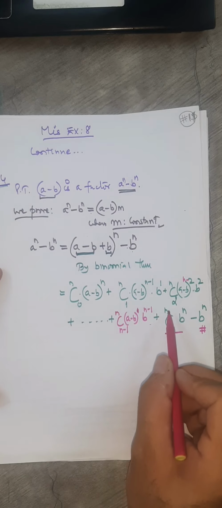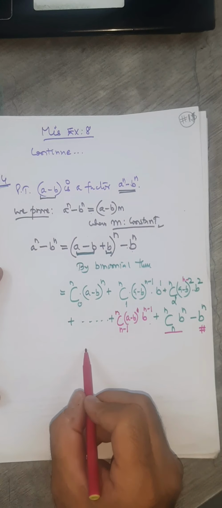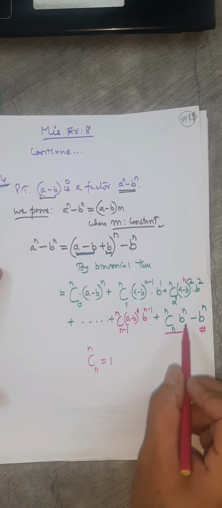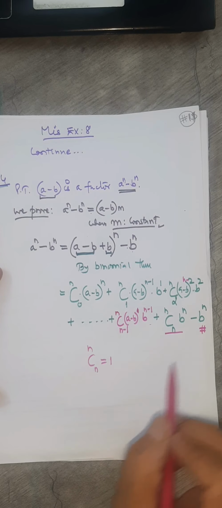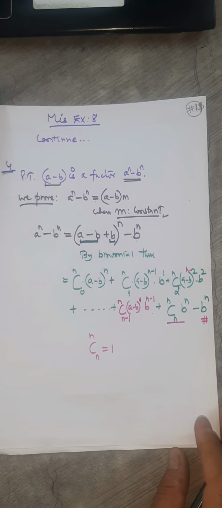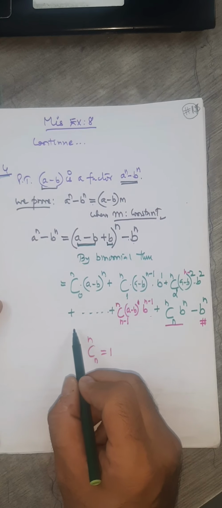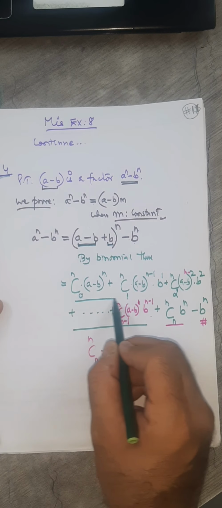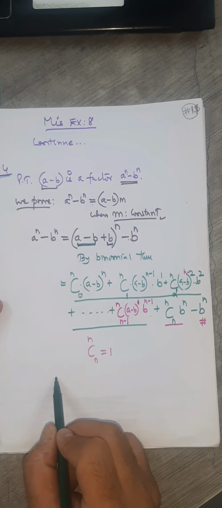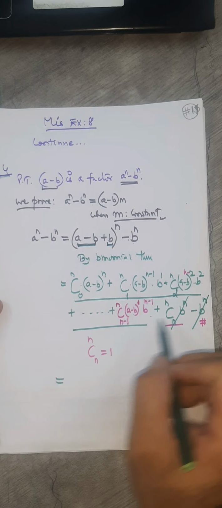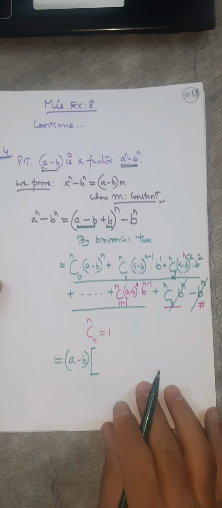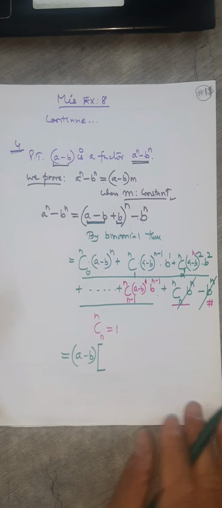Okay. What is nCn? nCn is just 1. So this will be 1. So this b raised to n will get cancelled. Fine. And from all the remaining terms, if you observe all these remaining terms, this one and this one, what is common? A minus b you will find common. This will get cancelled with this. From all remaining terms you will find a minus b common. So what will I get if I take a minus b common?